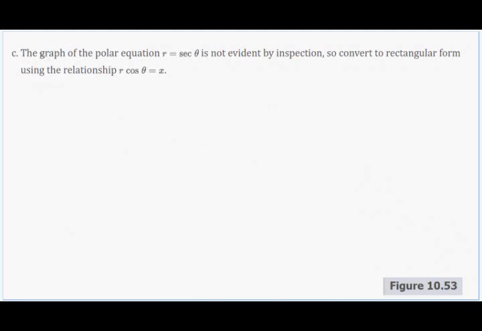Okay, part C, last of the example. The graph of the polar equation r equals secant theta is not evident by inspection, so convert to rectangular form, and we're going to use this relationship: x equals r cos theta. I'm going to write it over here for safekeeping.